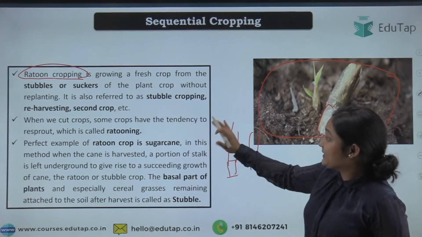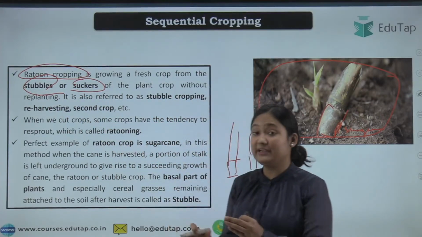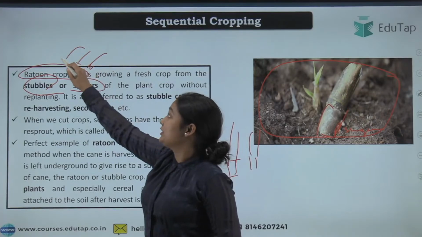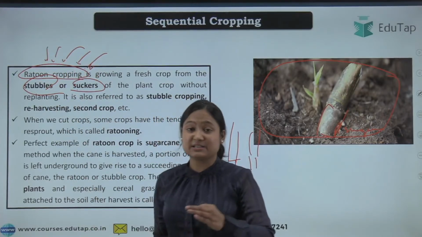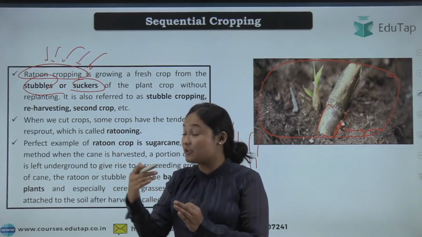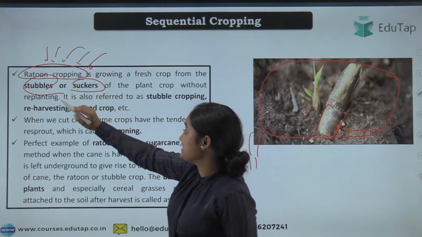So I hope that is clear. That is called ratoon cropping. You leave some stubble or sucker in the field and they will grow again, but don't get confused, you can put in inputs. People sometimes ask shouldn't we put something in, since the crop is exhaustive and has already sucked all the nutrients. So that is ratoon cropping.